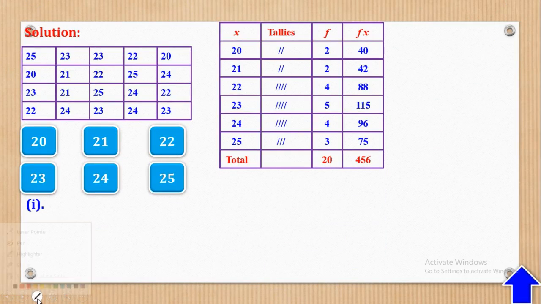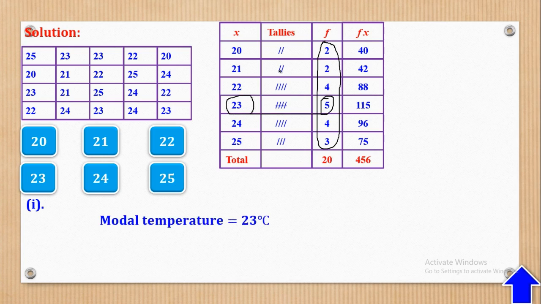The modal temperature is the same as the mode, and remember, the mode is the value of x with the highest frequency. So what we shall do, we shall come to these values and look for the value of the highest frequency, and you realize that it is 5. So the corresponding value of x with the highest frequency is 23. Therefore we shall state that our modal temperature is 23 degrees Celsius.